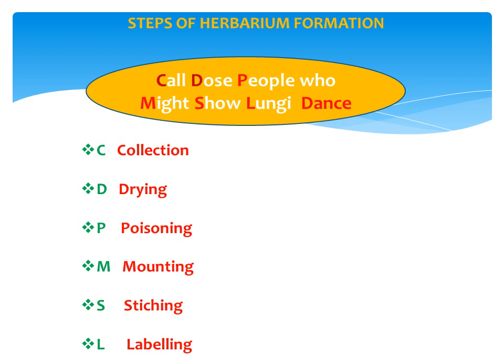D stands for deposition. So C for collection, D for drying, P for poisoning, M for mounting, S for stitching, L for labeling, and D for deposition. So finally it has to be deposited. It has to be properly exhibited and kept in a place, or in a cupboard, or in a file, along with naphthalene balls or any other disinfectant to preserve it for a long time.